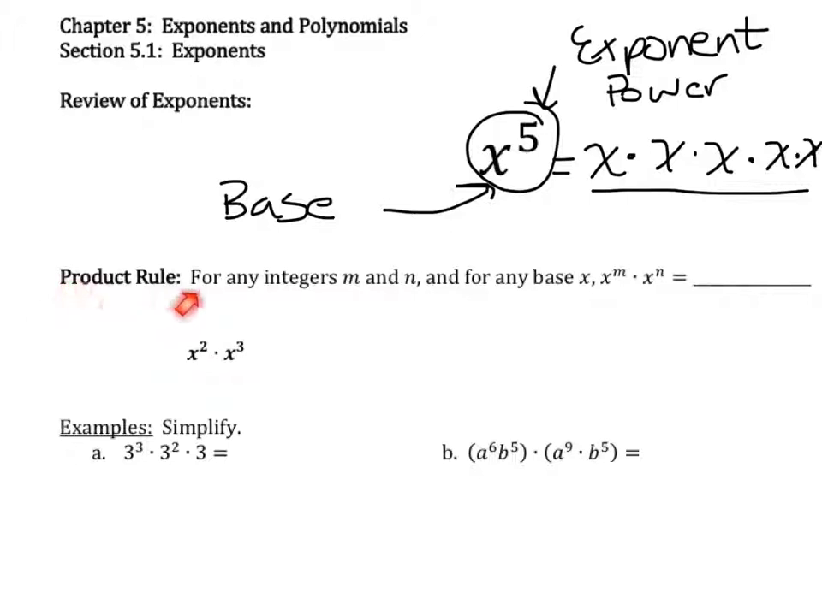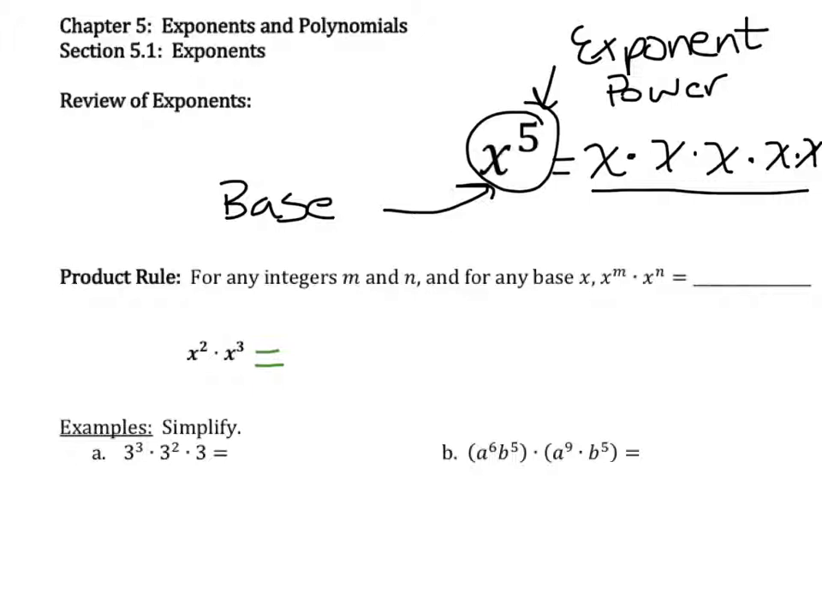And the product rule says, for any integers m and n, remember your integers are your whole numbers and their opposites, and for any base x, x to the m times x to the n equals some number. Now, for us to figure out what that is, I'm going to look at this example here. I have x squared times x cubed, right?